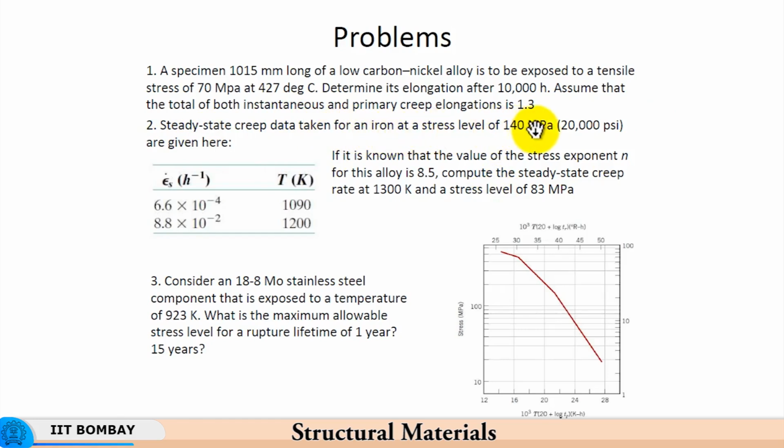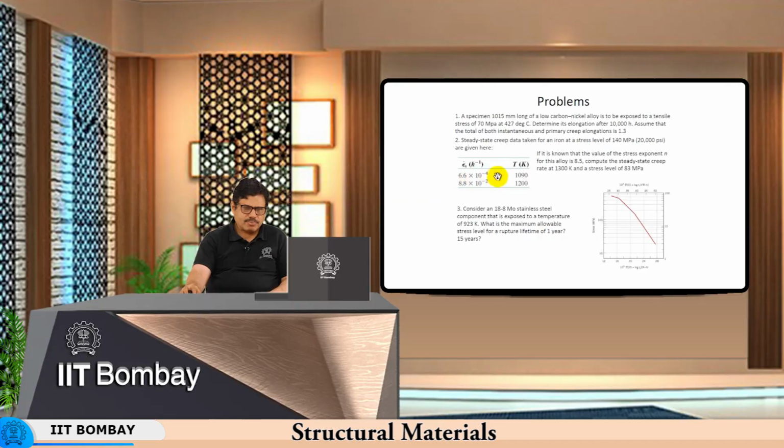But then, steady state creep data taken for an iron at stress level of 140 MPa is given here. So, epsilon dot s, that is steady state strain rate at 1090 degrees Kelvin is given as 6.6 10 to the power 4 per hour. So, now the creep rate is given on an hourly basis. Okay. So, here if at 1200 degrees centigrade it is 8.8 into 10 to the power minus 2 per hour.